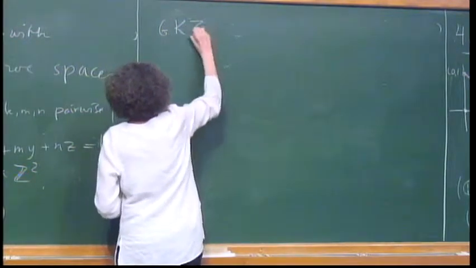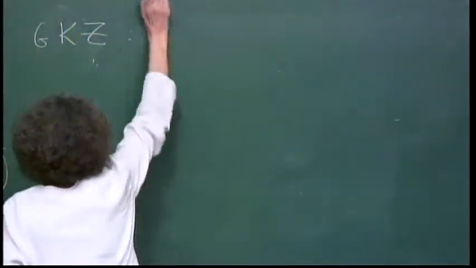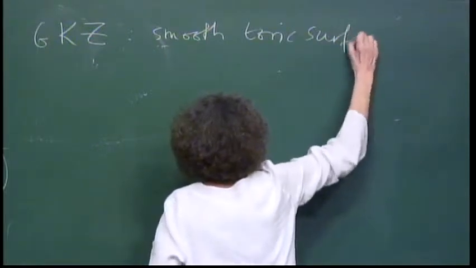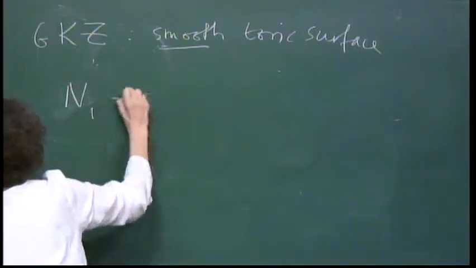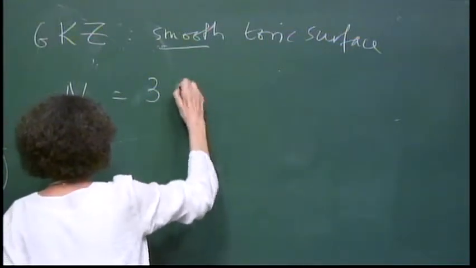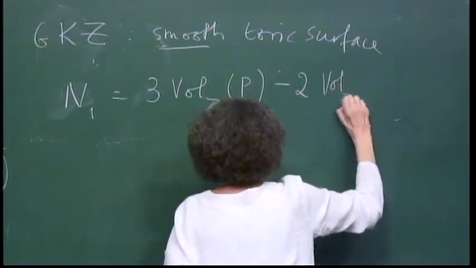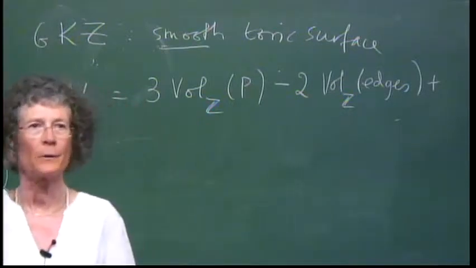This is the green book, Gelfand, Kapranov, Zelevinsky. And in that book, they proved a formula for the dual of a toric variety in terms of volumes of the polytope. So if we have a smooth, let me just do the surface case, the degree, I'm going to call it N1, because that's what I've been calling the degree of the dual, which also has an enumerative significance. And this is 3 times the lattice volume of P minus twice the lattice volume of the edges plus the lattice volume of the vertices, which is just the number of vertices.